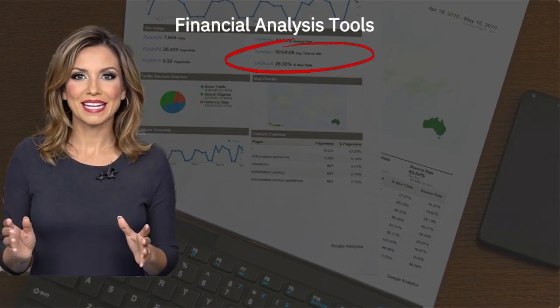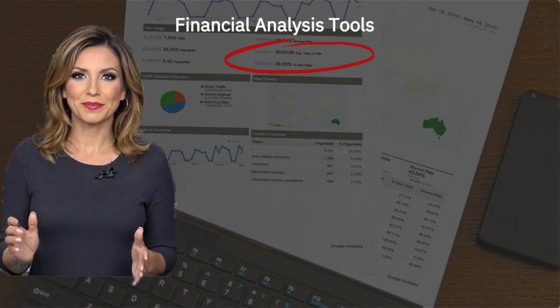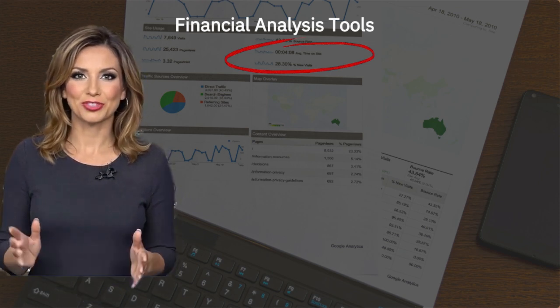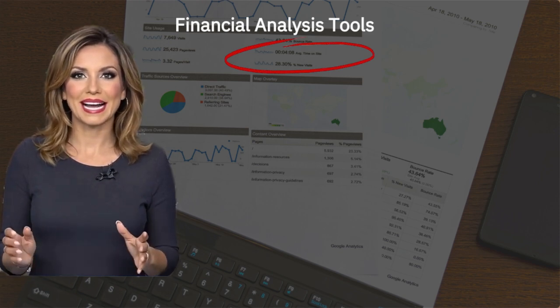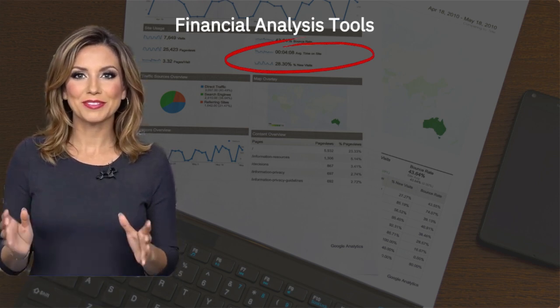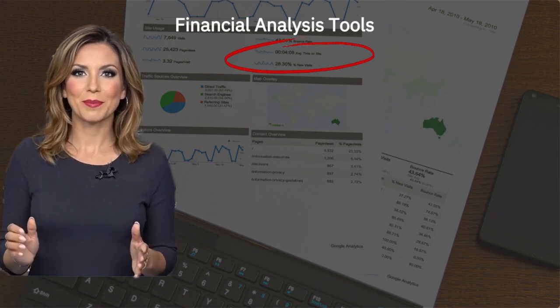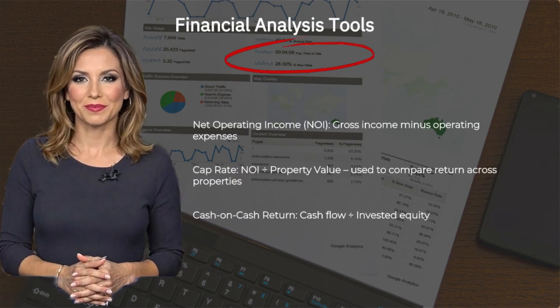high risk, long-term. Financial analysis tools. Net operating income, NOI: gross income minus operating expenses. Cap rate: NOI divided by property value, used to compare return across properties. Cash-on-cash return: cash flow divided by invested equity. IRR and NPV: projecting long-term profitability and discounted future returns. Break-even ratio: determines when a property starts becoming profitable. Sensitivity analysis and stress testing assumptions.